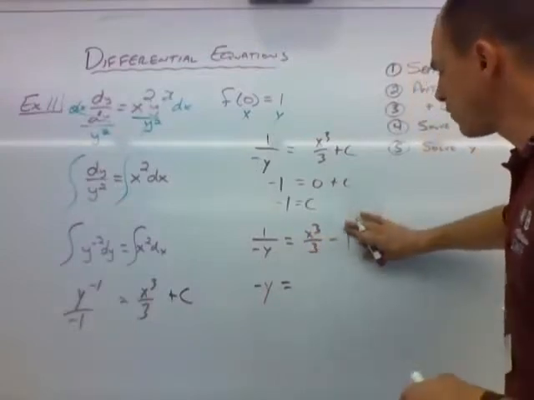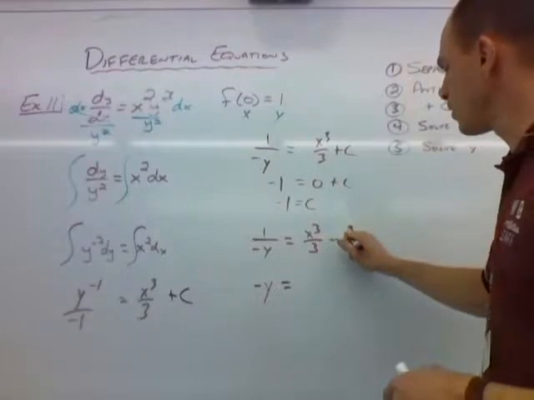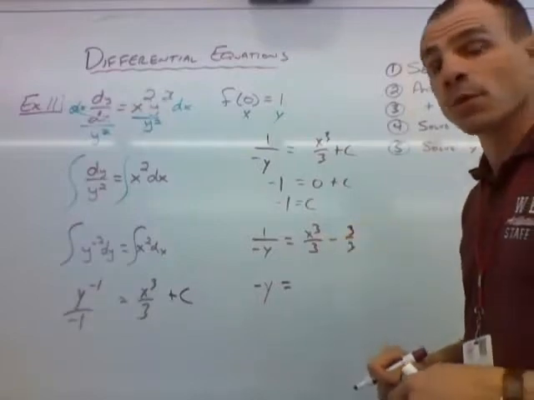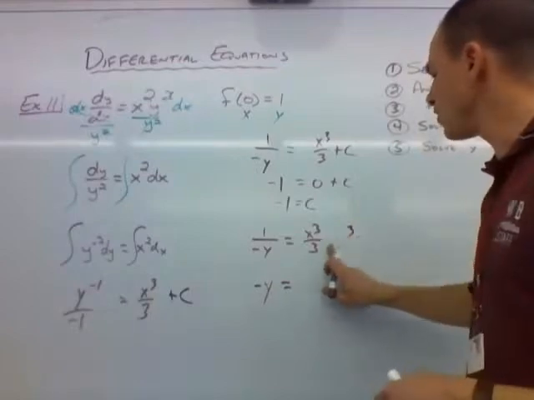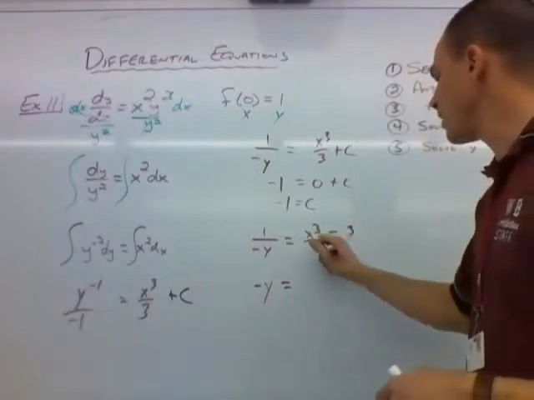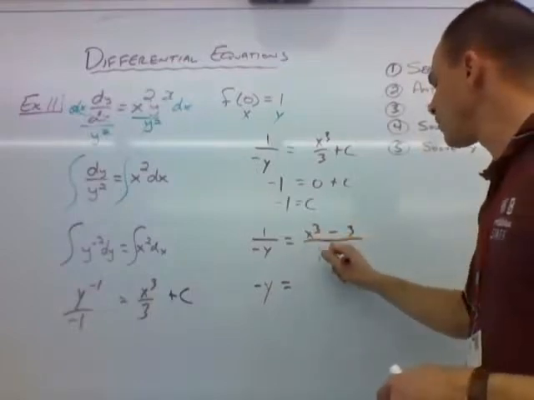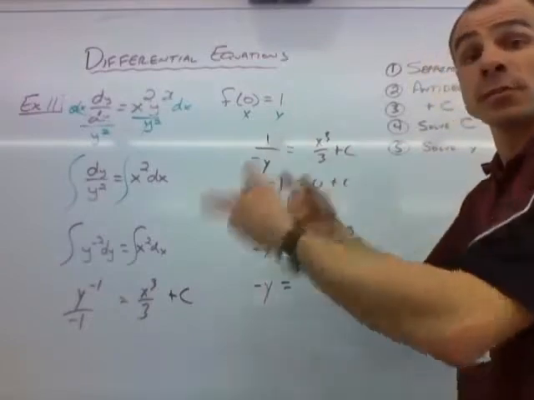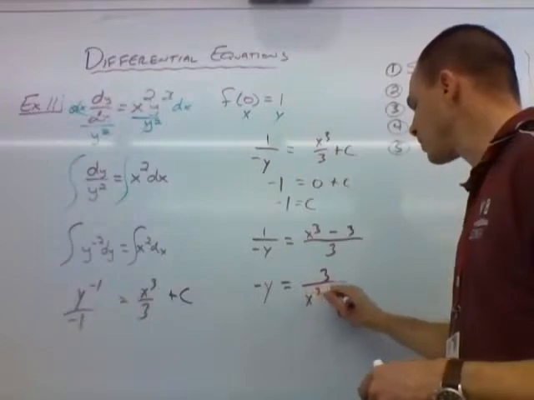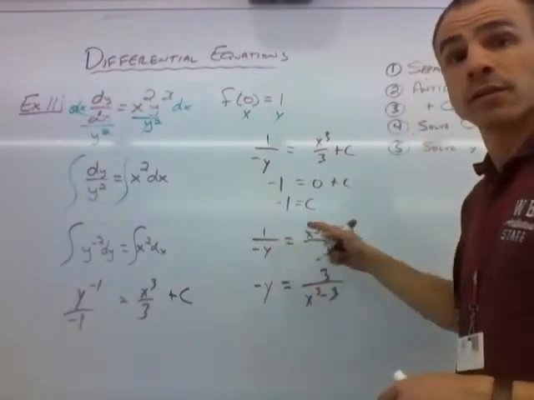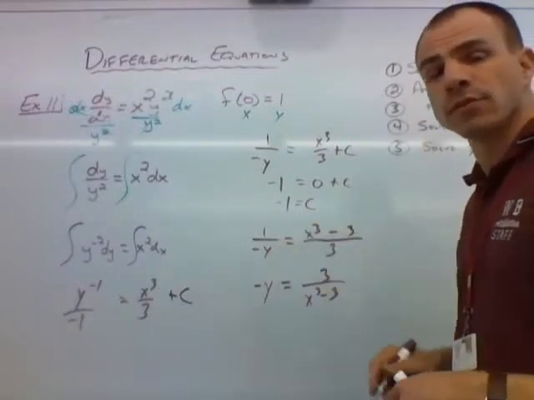That means if we get a common denominator, this 1 is really 3 over 3. And if we have a common denominator, we don't need to write that denominator twice. So we now have x cubed minus 3 all over 3. When we reciprocate that one, we now have 3 over x cubed minus 3. Reciprocate the left, reciprocate the right, just as we see it.